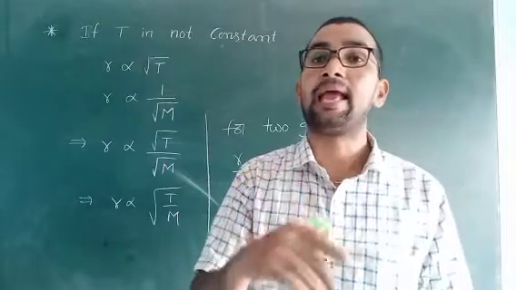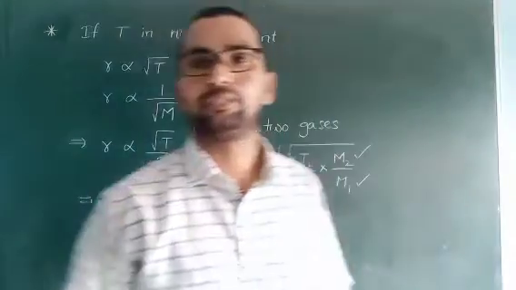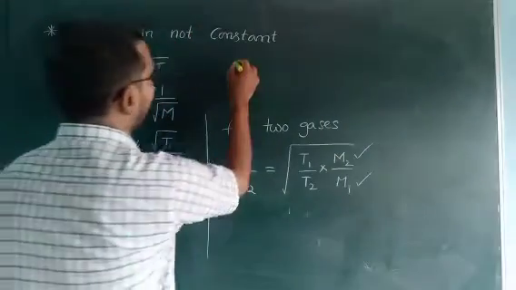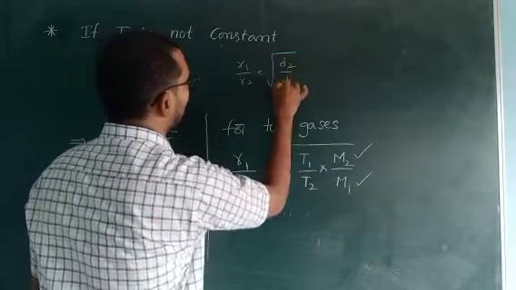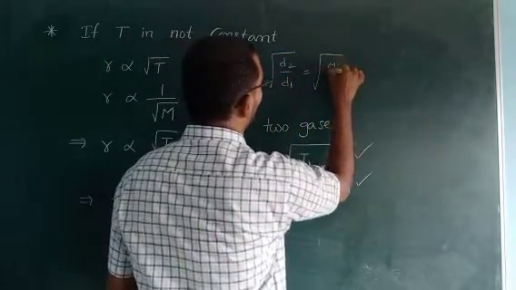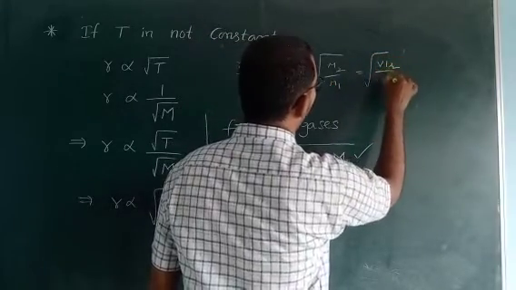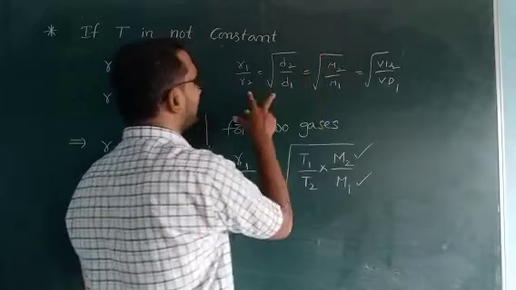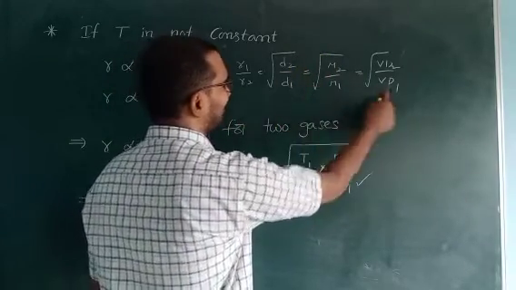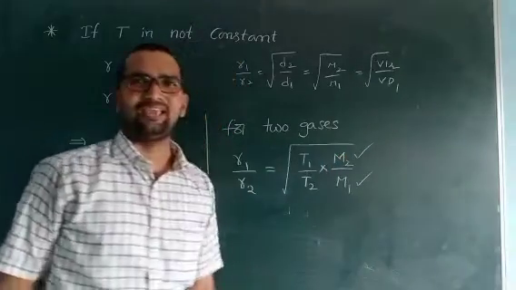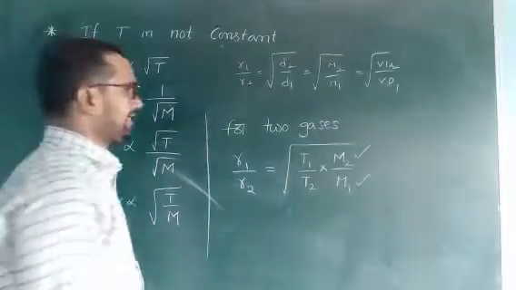Next, apply two gases condition. This is important for problems. What is that one? R1 by R2 is equal to root of d2 by d1, root of M2 by M1, is equal to root of VD2 by VD1. Sometimes the problem gives the relation between these two or these two or these two. So the problem will be given in any of these relations. Now what is the next definition?